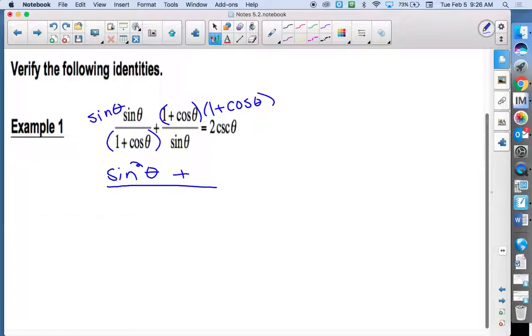Sorry, Ben, I caught you off guard. What do you get when you foil? I didn't foil it. Oh, you didn't foil it. You just left it as is. You get sine squared. Well, you get 1 minus cosine squared theta. No, right, you did it a different way. 1 plus 2 cosine theta plus cosine squared theta. There we go. Good job, Emily. Thanks, Rick.